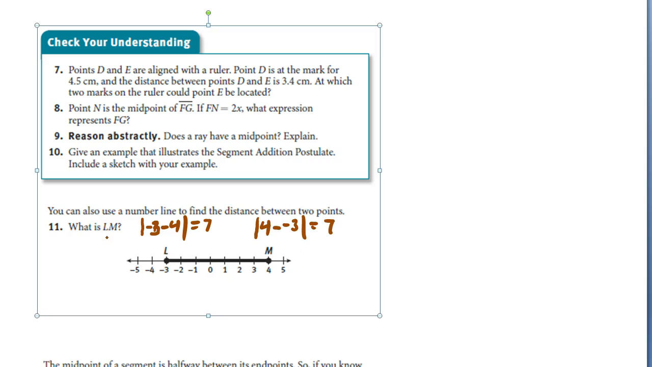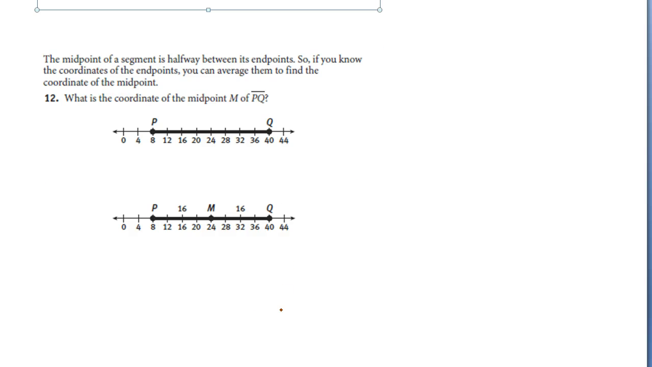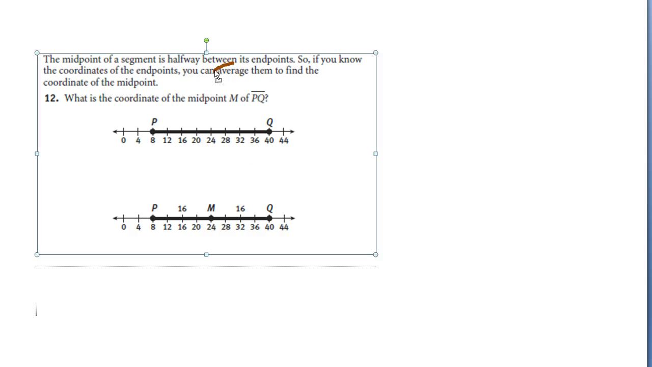So in algebra, you learned to find the distance between points. You had the distance formula, and that involved finding the absolute value of the difference of their coordinates. The midpoint of a segment is halfway between the endpoints. So if you know the coordinates of the endpoints, you can average them, because averaging something is how you find something halfway between, to find the coordinate of the midpoint.